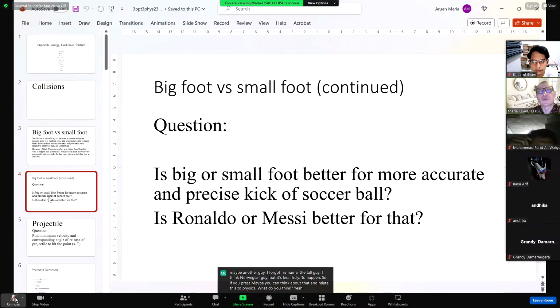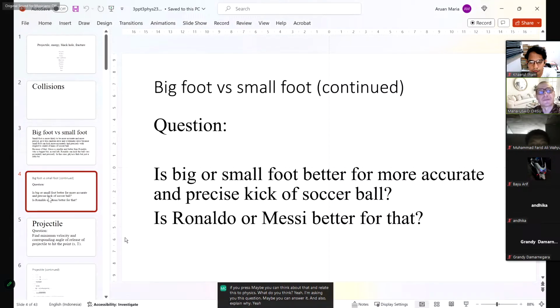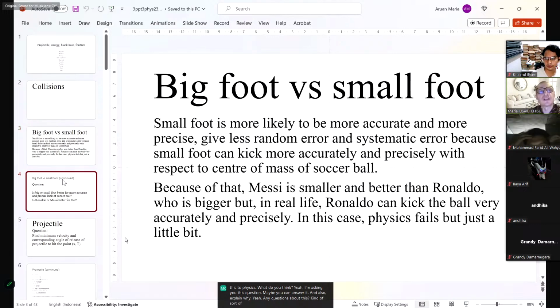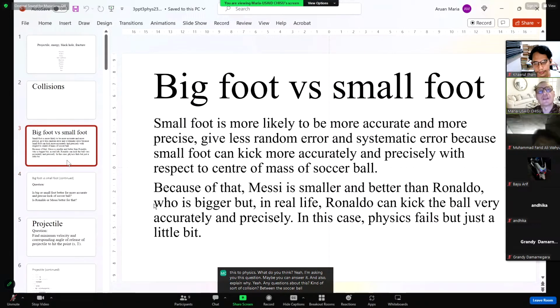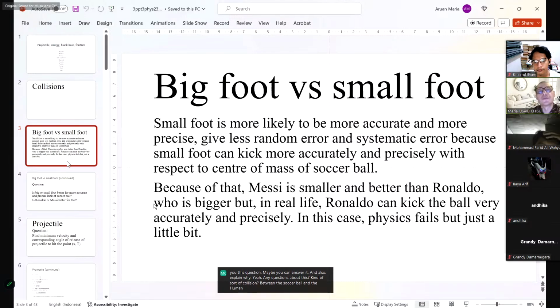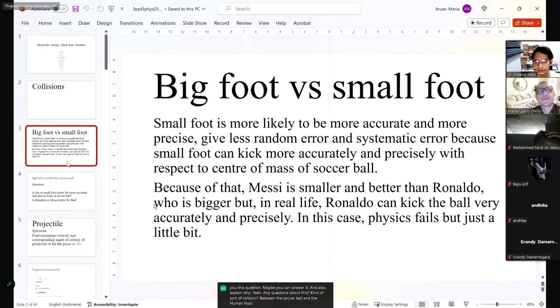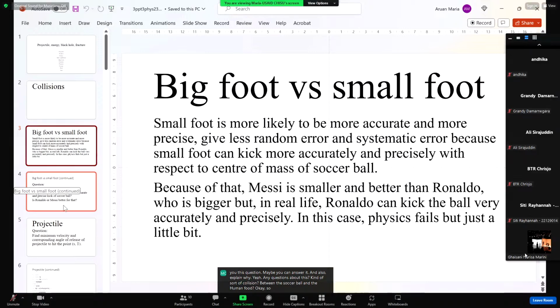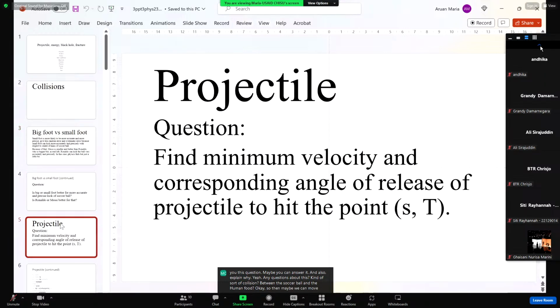I'm asking you this question. Maybe you can answer it and also explain why. Any questions about this kind of collision between the soccer ball and the human foot? Okay, then maybe we can move back to projectile.